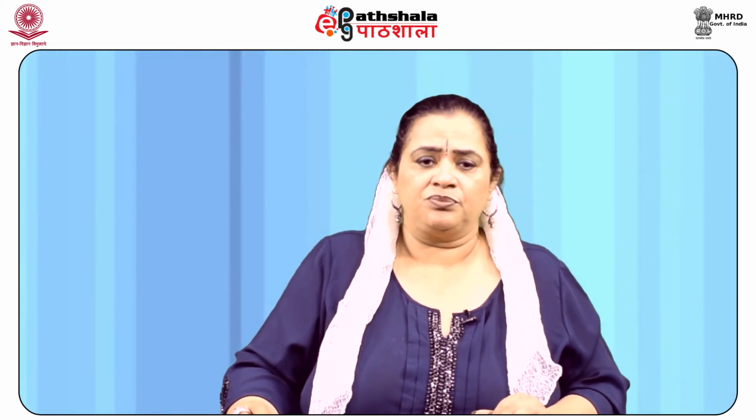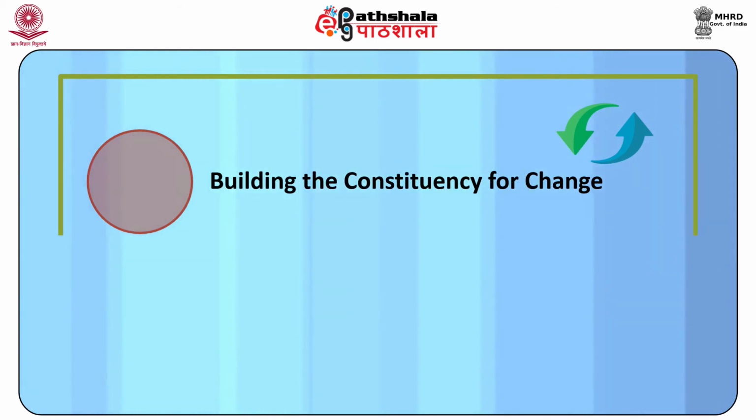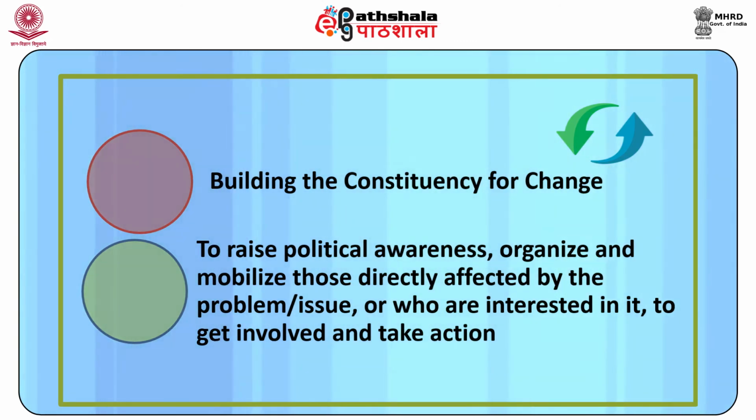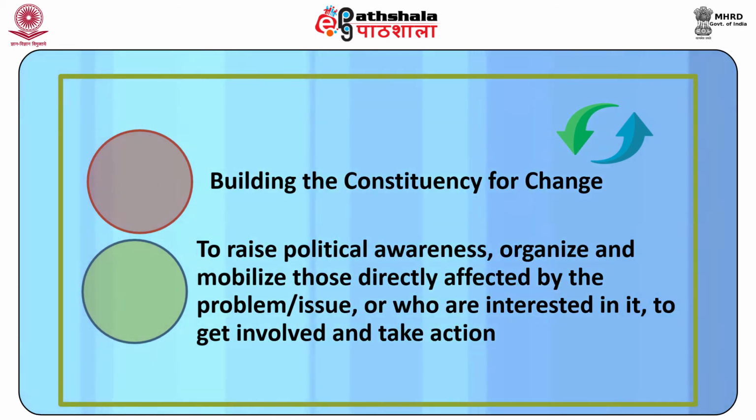The word strategy comes from the Greek word strategia. It is a broad plan for achieving an end. Often citizens and their organizations use a combination of several different strategies to achieve their advocacy goals. These advocacy and empowerment strategies are classified into 6 categories based on their main purpose or core activity. Number 1, building the constituency for change. Main purpose is to raise political awareness, organize and mobilize those directly affected by the problem or issue and who are interested in it to get involved and take action.